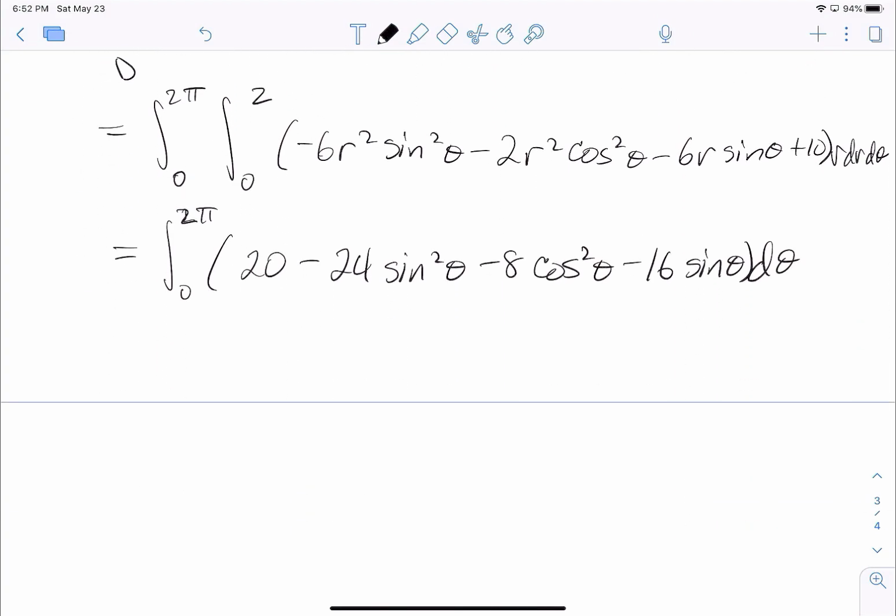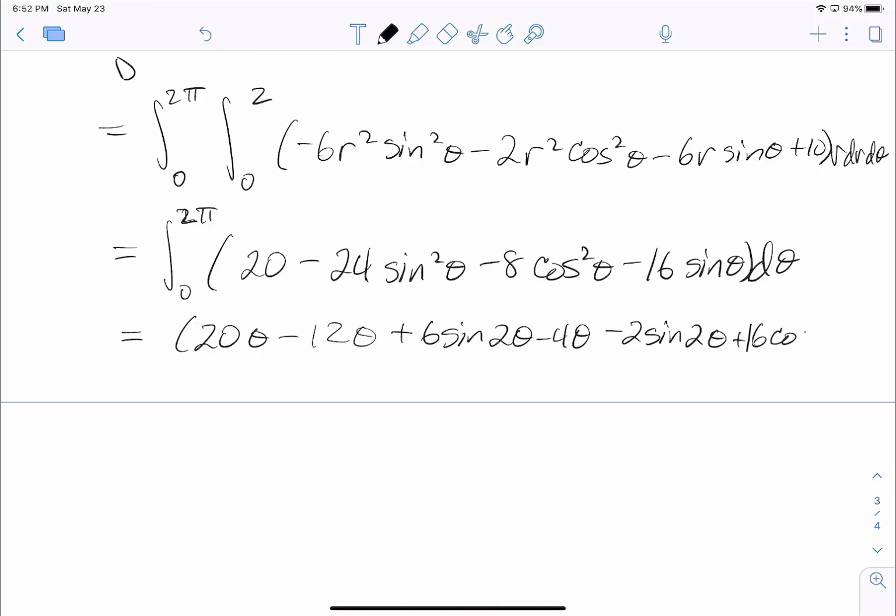At this point you're saying, well, how was I supposed to do that so quickly? You weren't. You were supposed to pause it, and you could at this point verify that this is what you get. Applying power reducing formulas and integrating will give us 20 theta minus 12 theta plus 6 sine of 2 theta minus 4 theta minus 2 sine of 2 theta plus 16 cosine of theta, evaluated from 0 to 2 pi. All of the instances of sine of theta, sine of 2 theta, cosine of theta will go to 0, and we will end up with that same 8 pi.